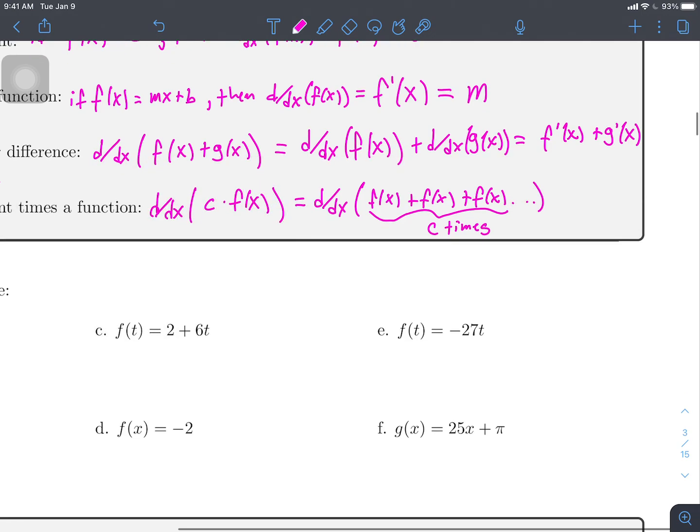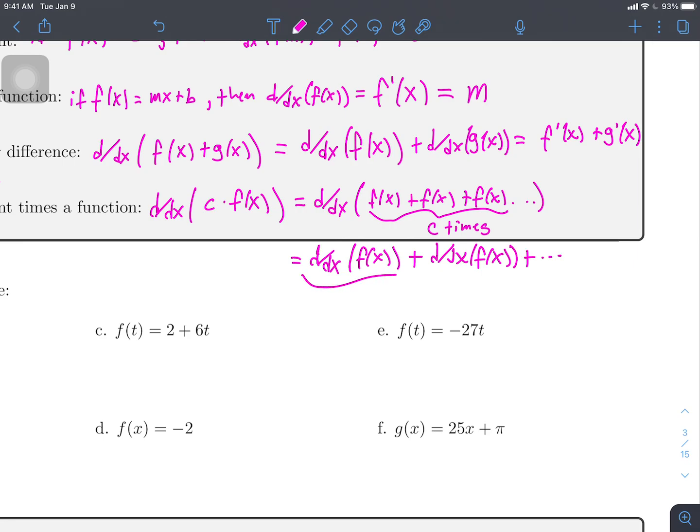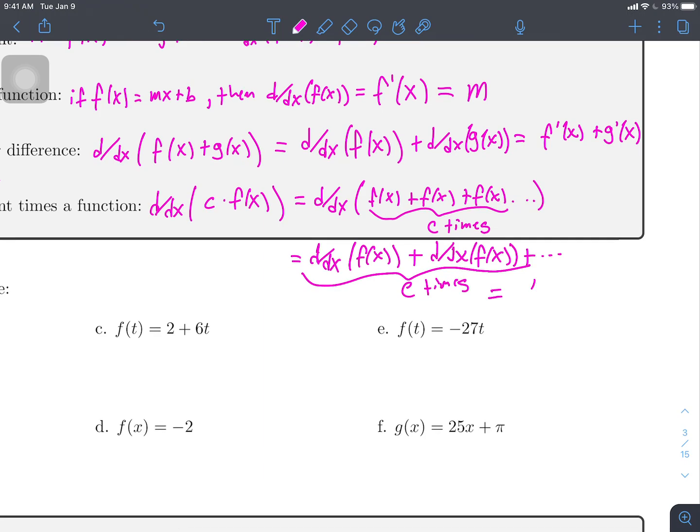Well, based on the previous rule, if I take functions and add them together and then take their derivative, it's the same as taking those functions' derivatives and then adding them together. So this is just the derivative of f of x plus the derivative of f of x plus dot dot dot c times, which is the same as c times the derivative of f of x, which is the same as c times f prime of x.